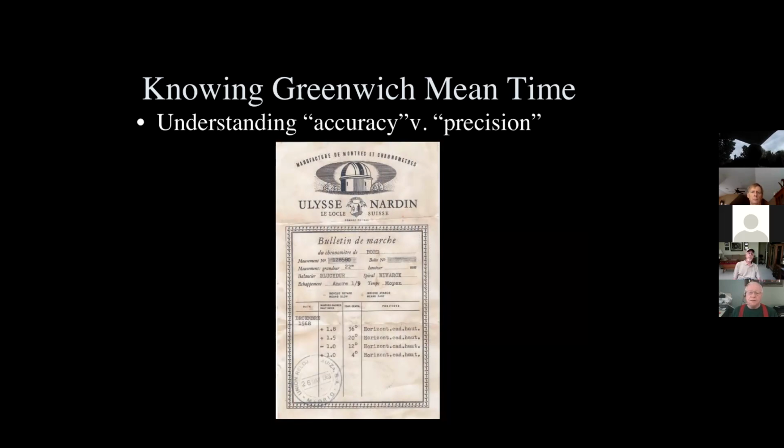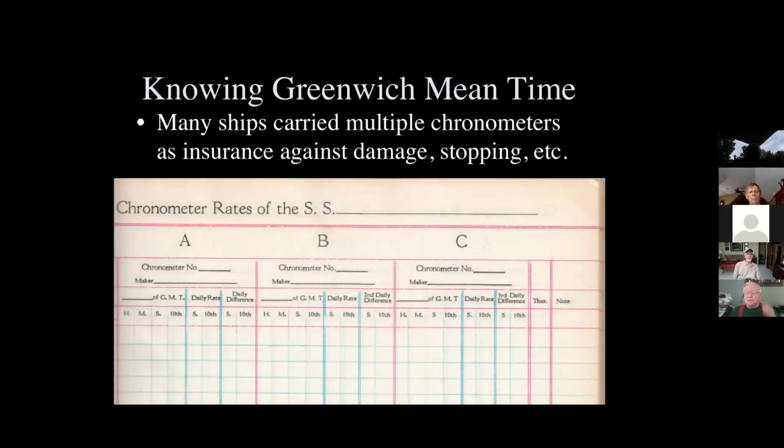Here's another Ulysse Nardin chronometer, and we see something similar between 97 degrees and 40 degrees. It is about 1 second per day to 2 seconds per day. So not at all bad, given that there's been such a huge variation in temperature. This then is a chart that would be kept on board any ship of what the chronometer is doing.